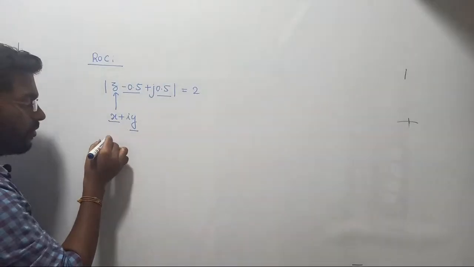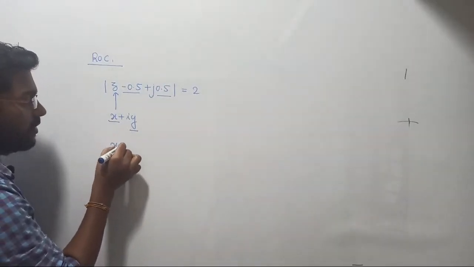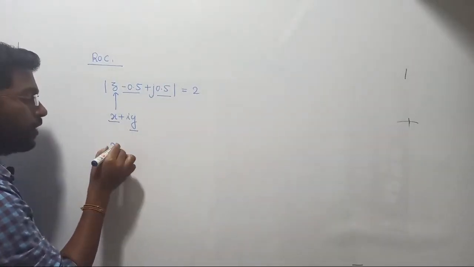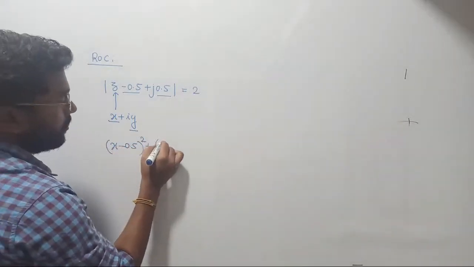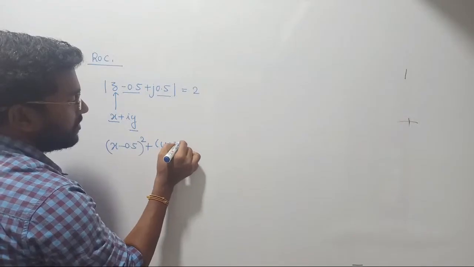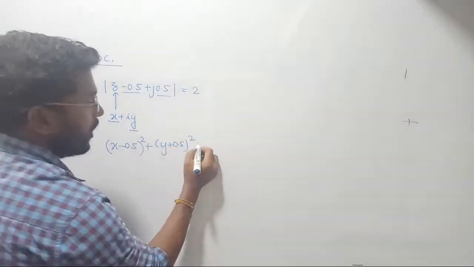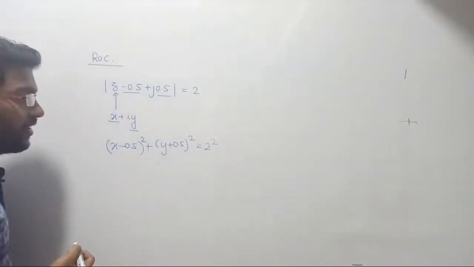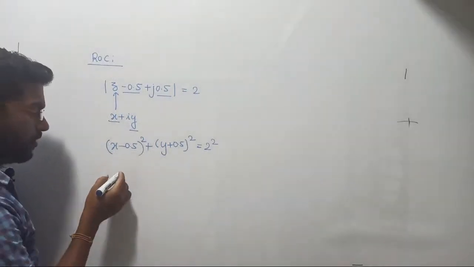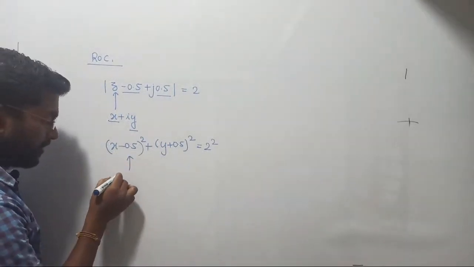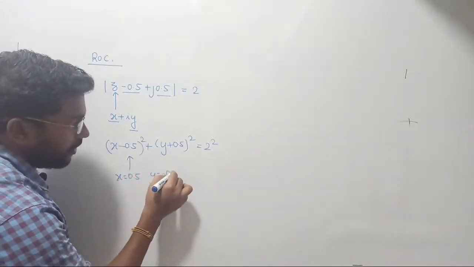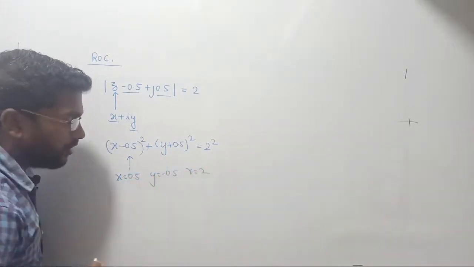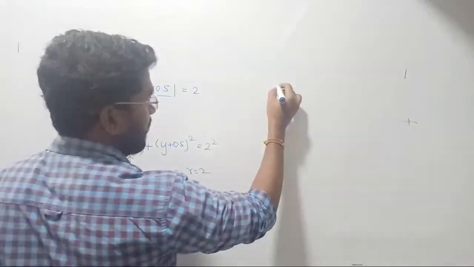So how do you define this function? It can be written as x minus 0.5 whole square plus y plus 0.5, I am just considering magnitude, whole square equal to 2 square. Can we write like this exactly? Directly we can write it. So from this, what about the center point? X equal to 0.5 exactly, y is equal to minus 0.5 exactly, r equal to 2. Do you all agree with me? Shall we draw?